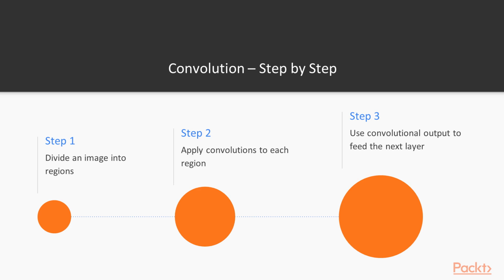So with the striding, what is a convolution actually doing to an image? Well, step by step, it divides an image effectively into regions, applies a convolution to each one of those little regions, and then uses this convolutional output to feed into the next layer. This is different than having every input pixel be transformed by the parameter matrix. Instead, it's focused on individual subregions of the overall image.